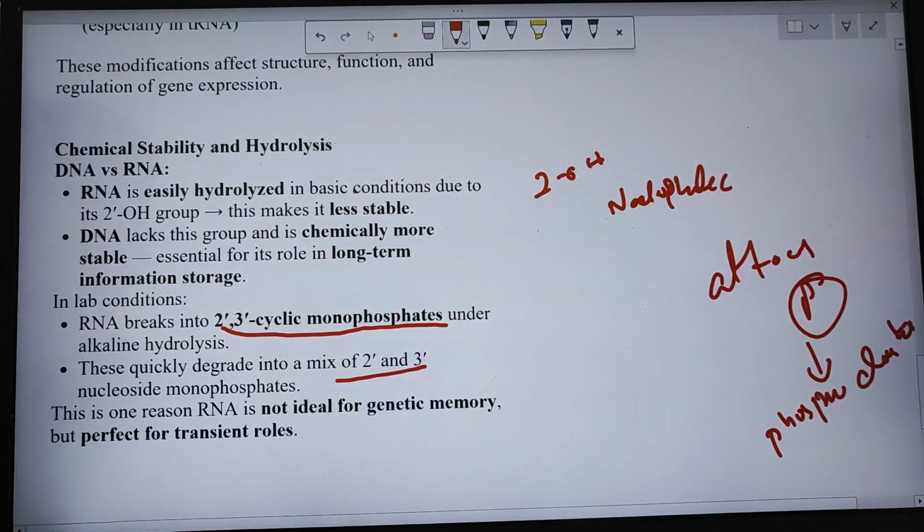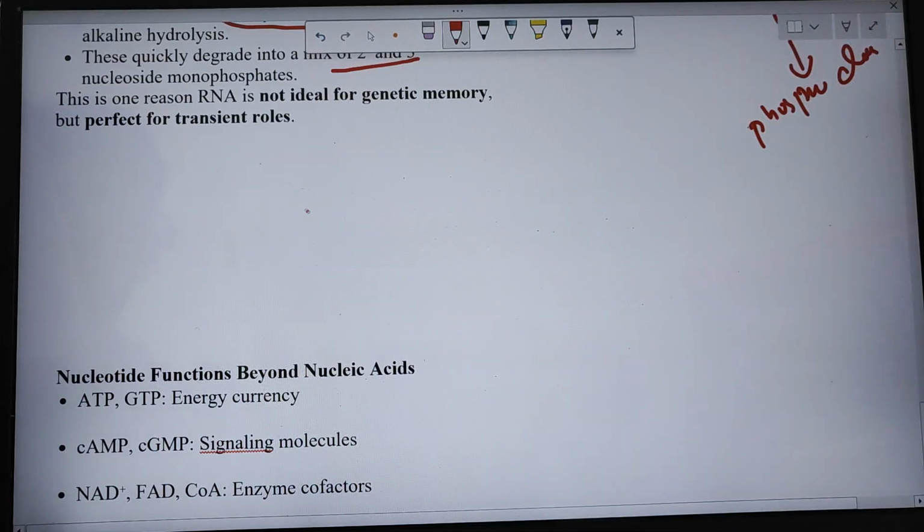On the other hand, DNA lacks the 2-hydroxyl group. Instead of the 2-hydroxyl group, DNA has only H. So the internal attack cannot happen in DNA, and DNA remains chemically stable under basic conditions. And this stability is crucial for DNA's role in the long-term storage of genetic information.